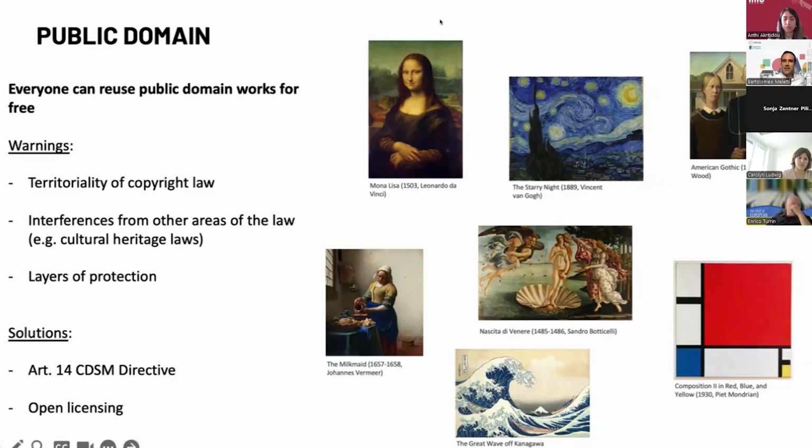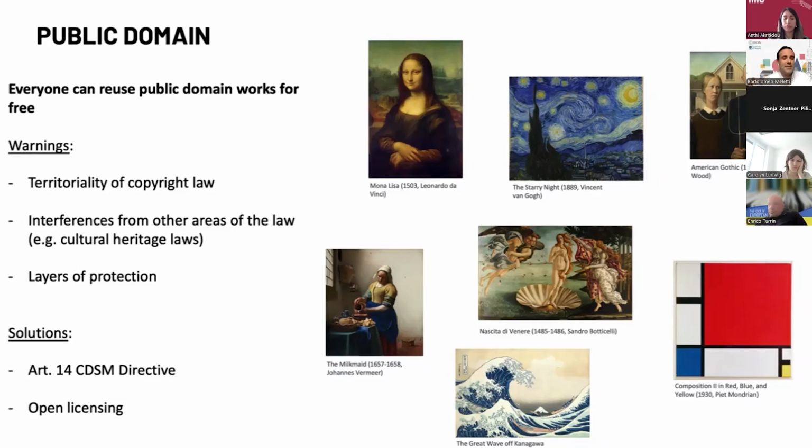But I would say, for example, American Gothic by Grant Wood. I think Grant Wood died in the early 1940s. So that specific painting may be protected in Mexico, for example, where I think there is a life plus 100 years term. So territoriality is something to consider.